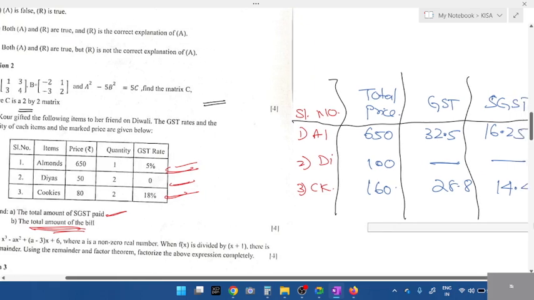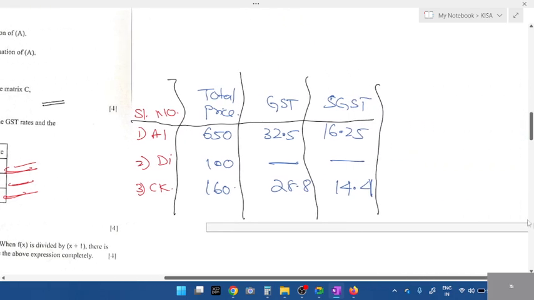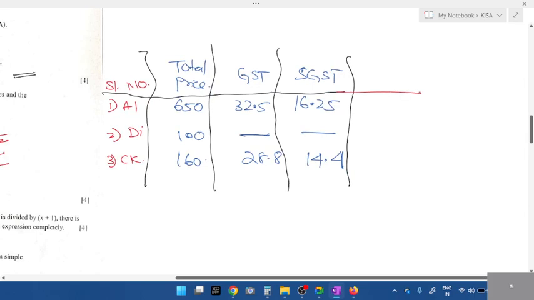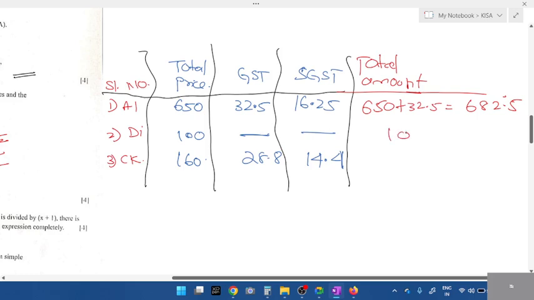So total amount. Look here. Total amount. The fifth column, what we need is total amount, right? So for total amount, not GST, add 650 plus 32.5. Look here, 650 plus 32.5. The answer is 682.5. Total amount. In the same way, there is no total amount for this one, students. For Diya, it is only 100.